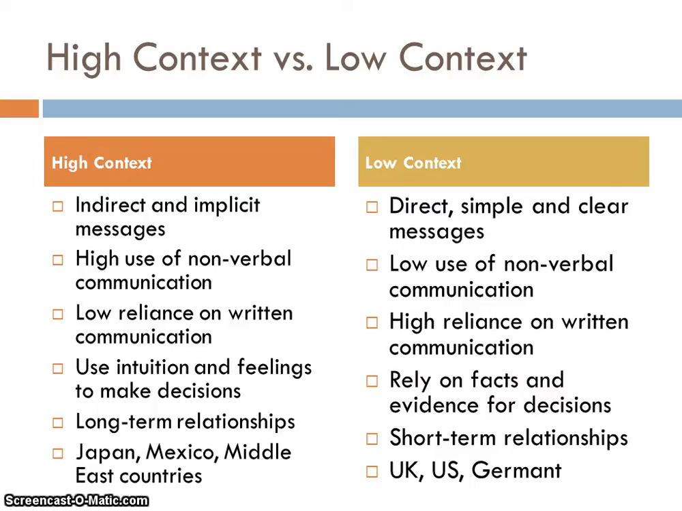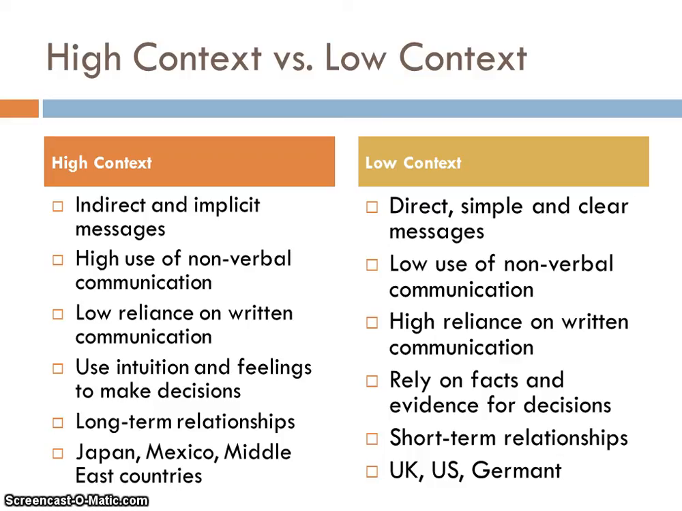Whenever we interact with people of high context, they normally use indirect and implicit messages. That means when they say something, there will always be an underlying meaning that we have to understand, which means you just have to read between the lines. You have to understand the implicit meaning. And they use non-verbal communication a lot: facial expressions, intonations, body gestures, etc.